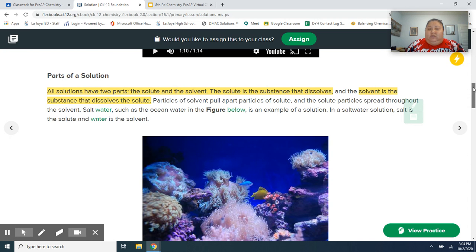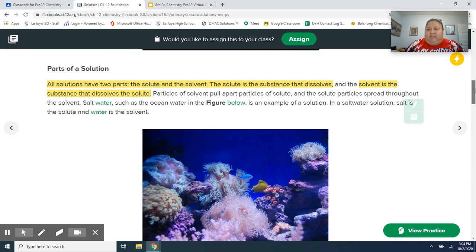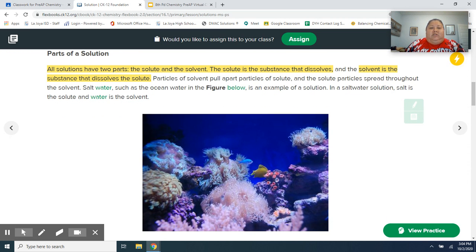Now, solutions will be broken into parts. All solutions will have 2 parts, the solute and the solvent. The solute is a substance that is being dissolved, and the solvent is the substance that does the dissolving. And how does this work? Well, let's see how they say it. Particles of a solvent pull apart particles of the solute, and the solute particles spread out throughout the solvent.